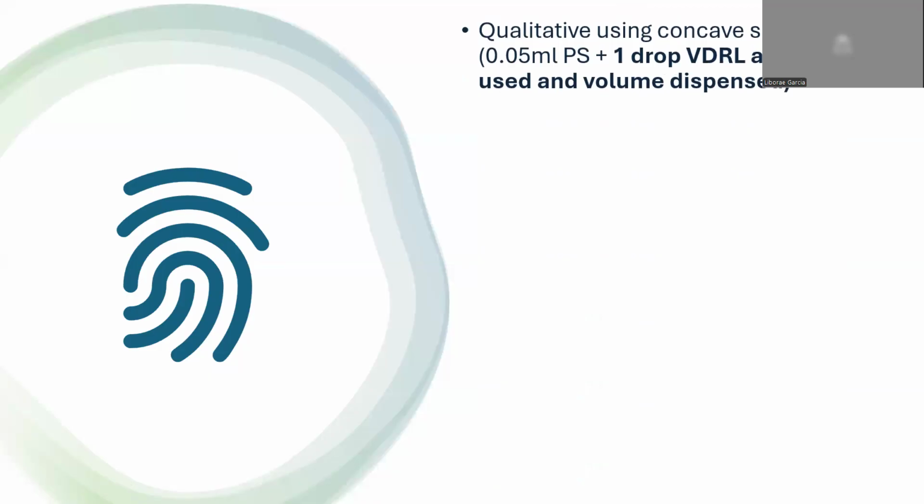So you have the qualitative test of your VDRL, again using concave slides. You add 0.05 ml of patient serum plus 1 drop of your VDRL antigen.